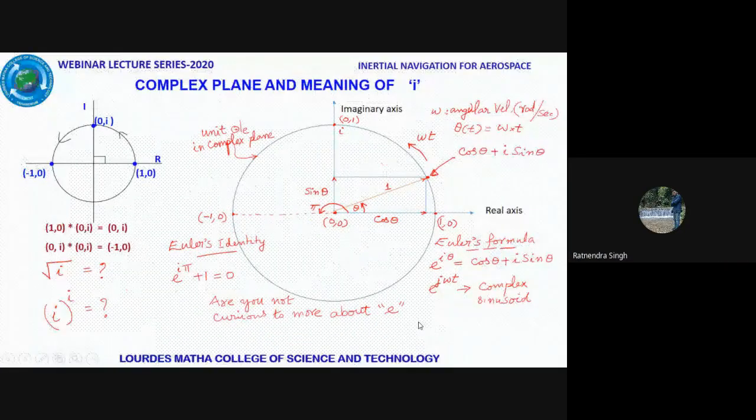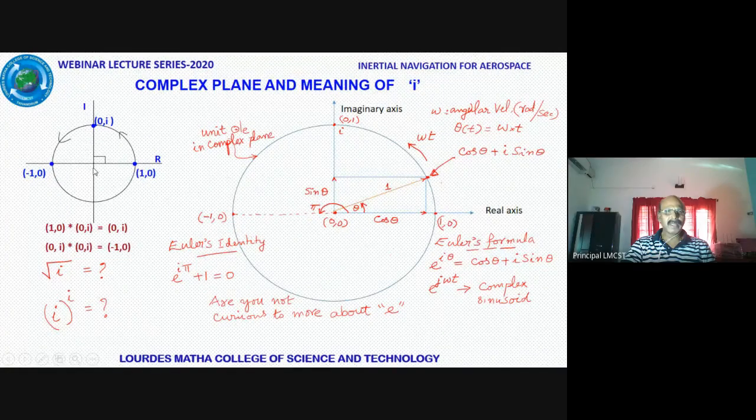1 by root 2 plus iota 1 by root 2. I think it was that. Yeah, you are right. But it's simply one angle, 45 degrees. This point with 45 degrees. See, 90 degrees is i, square root of i is half of its rotation, 45 degrees.